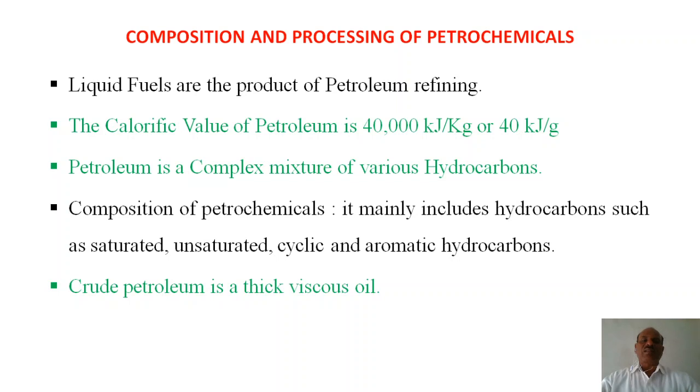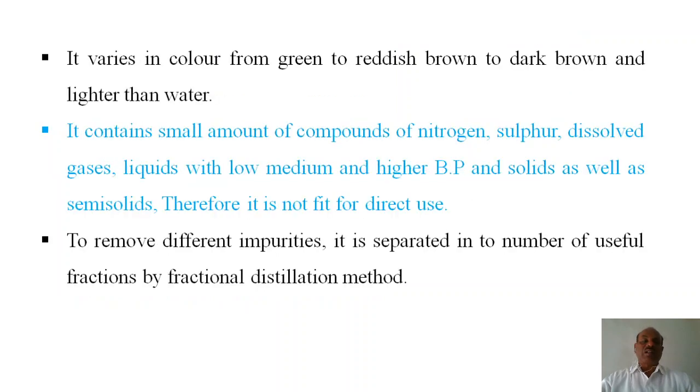Liquid fuels are the products of petroleum refining. The calorific value of petroleum is about 40,000 kilojoules per kg, or 40 kilojoules per gram. Petroleum is a complex mixture of various hydrocarbons, and its composition mainly includes hydrocarbons such as saturated, unsaturated, cyclic, and aromatic. A number of types of organic compounds are present in crude oil, which is a thick viscous oil.